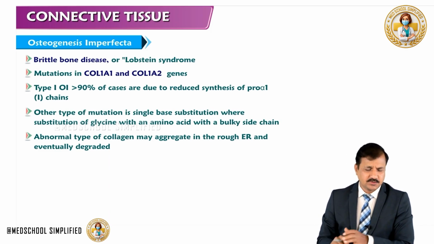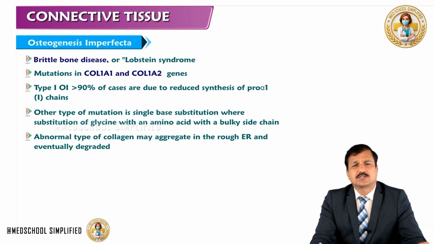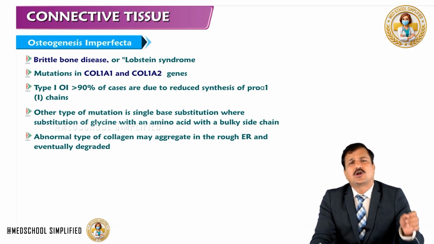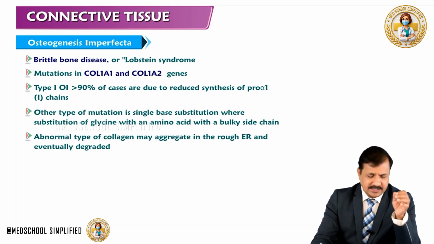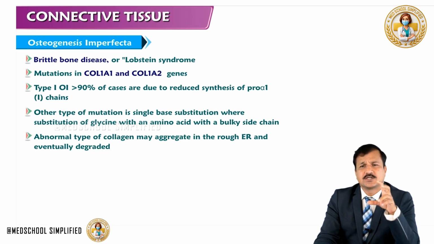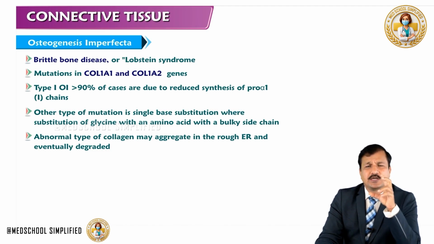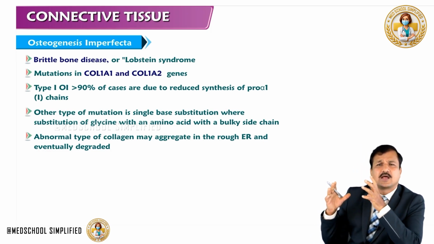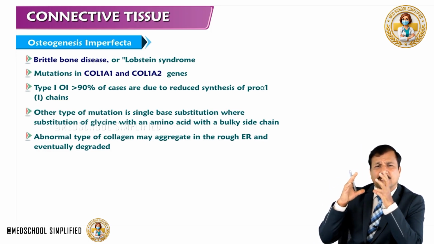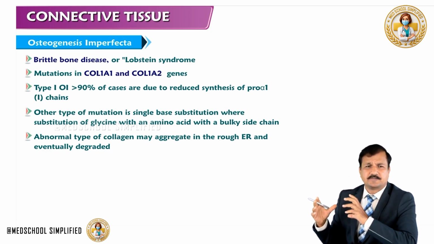The first one is osteogenesis imperfecta. Osteogenesis imperfecta is also called brittle bone disease, and it is also referred to as Lobstein syndrome, which is basically a genetic bone disorder. That means in this disease, the bone is the one which is abnormal, or there is an abnormality related to the bone. It's a genetic bone disorder.